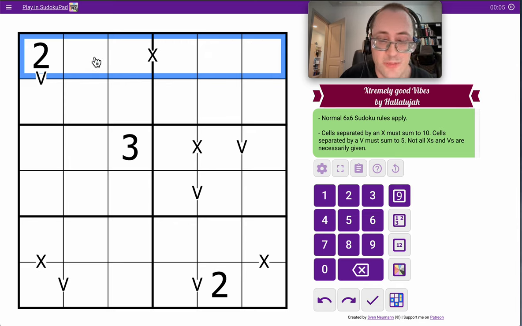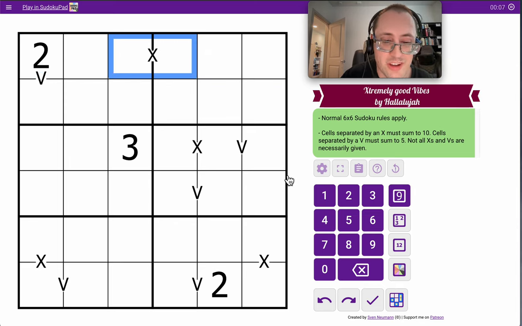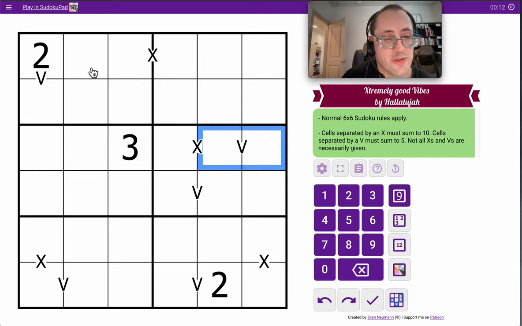This one is extremely good vibes. There's some X's that sum to 10, some cells separated by a V that sum to 5, and there's no negative constraint, so those two could sum to 5 or 10, as it were.